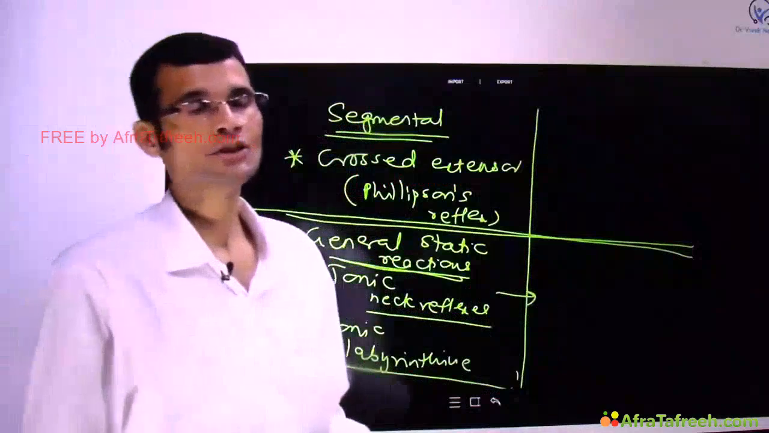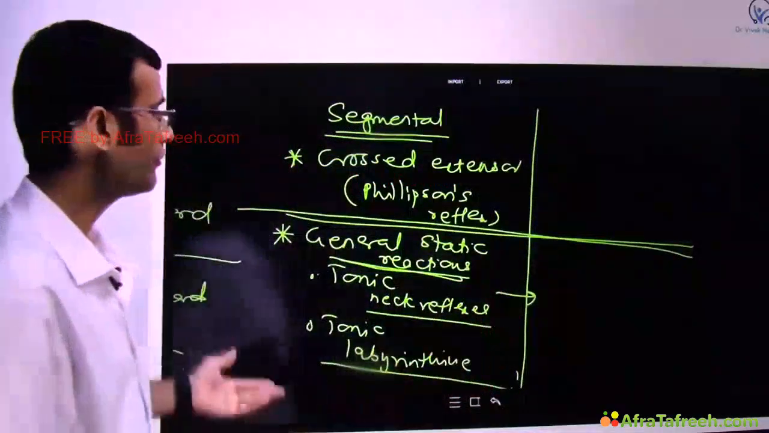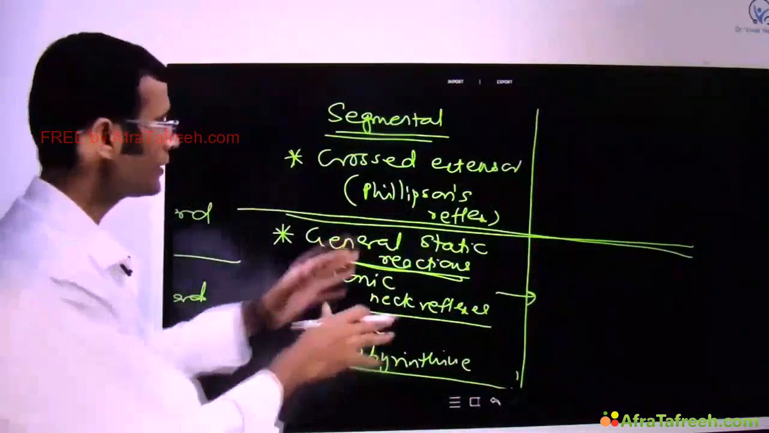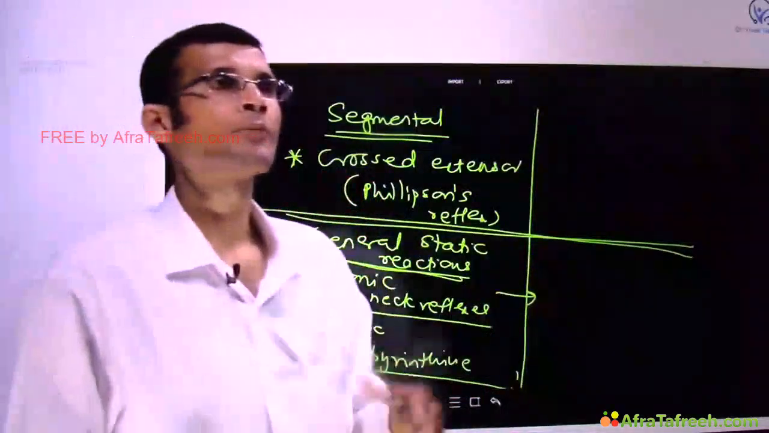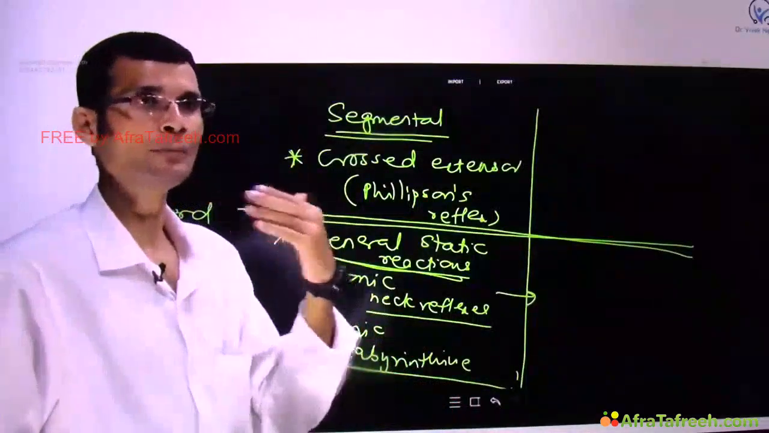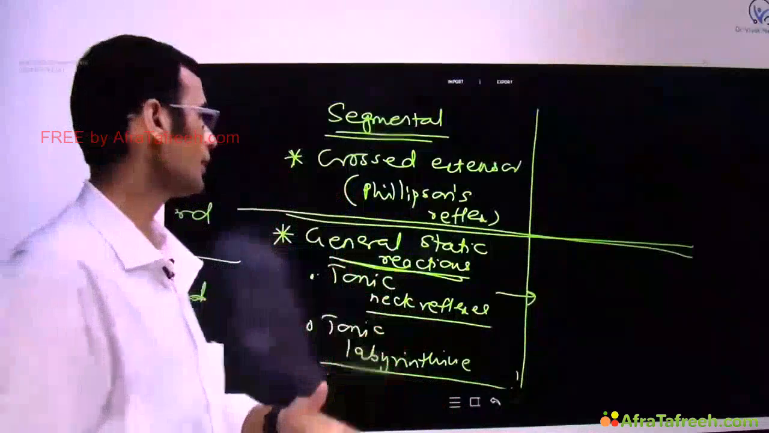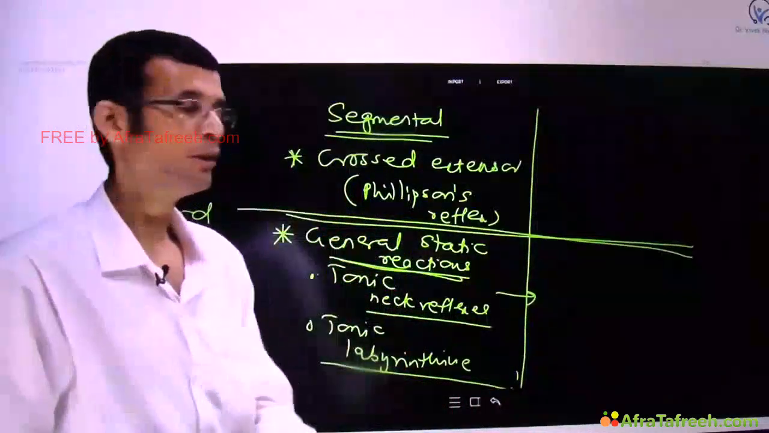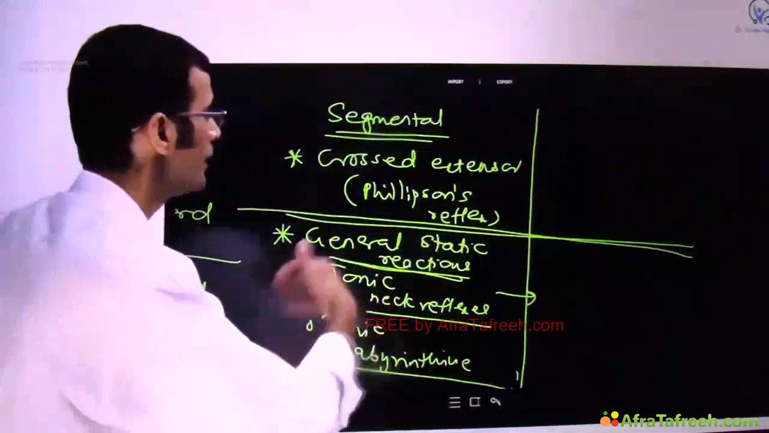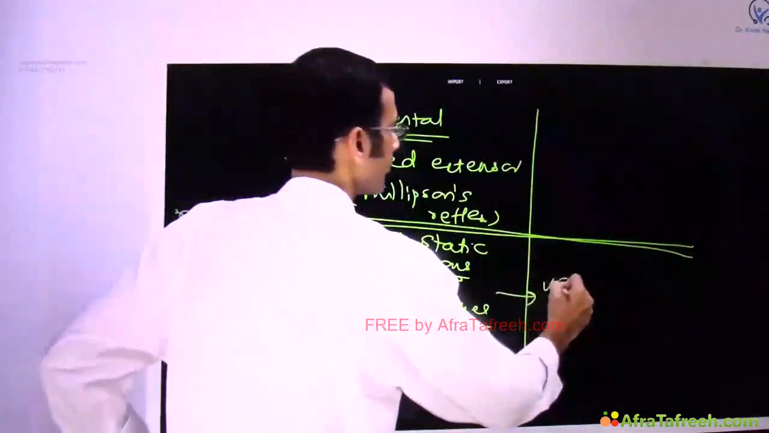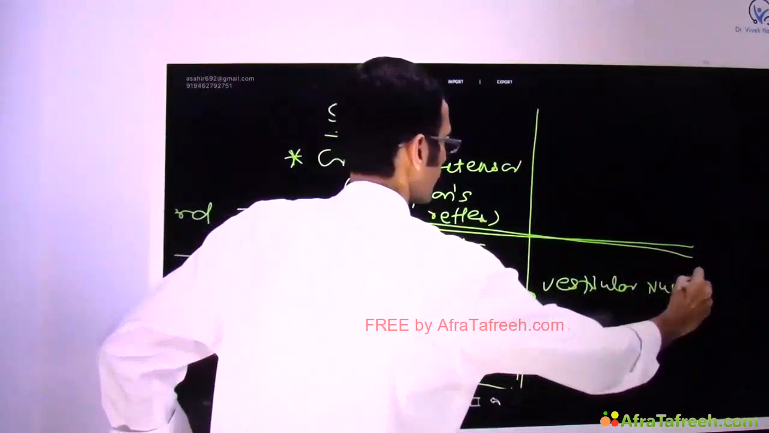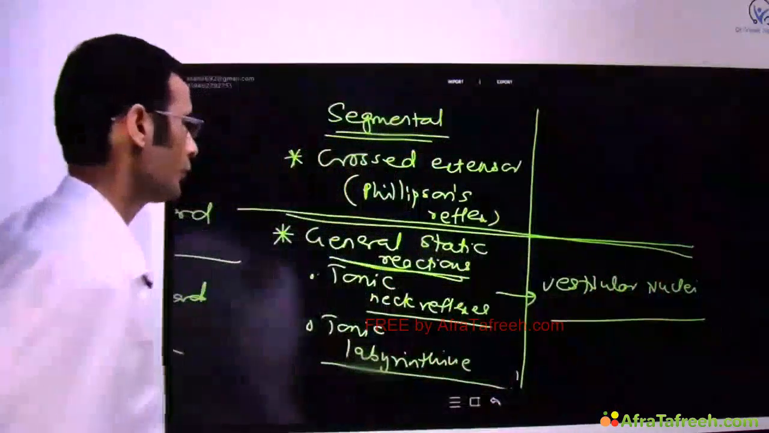Or turning the chin on one side, and if you see extension on that side and flexion on the opposite side, these are the tonic neck reflexes. Means impulses start from the neck proprioceptors and they maintain the posture. This is not seen in the spinal animal, but this is seen in the decerebrate animal. That means vestibular nuclei are the centers for these reflexes.